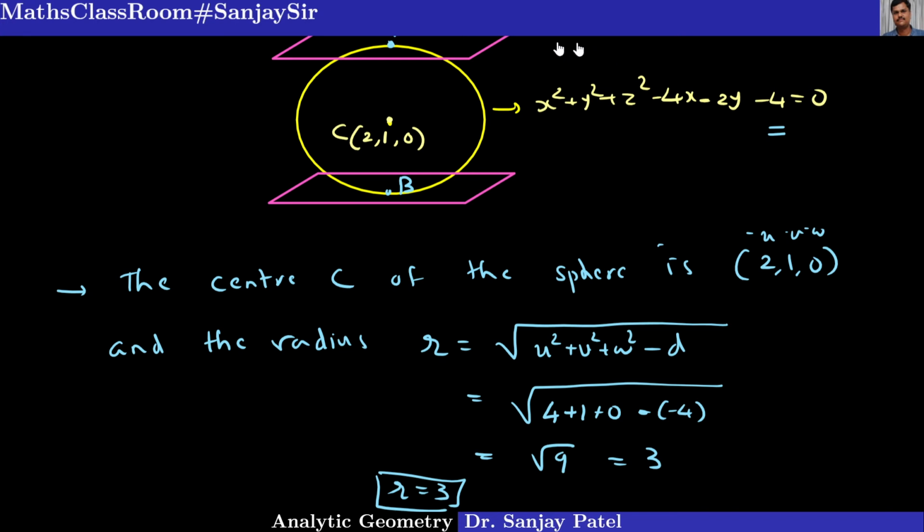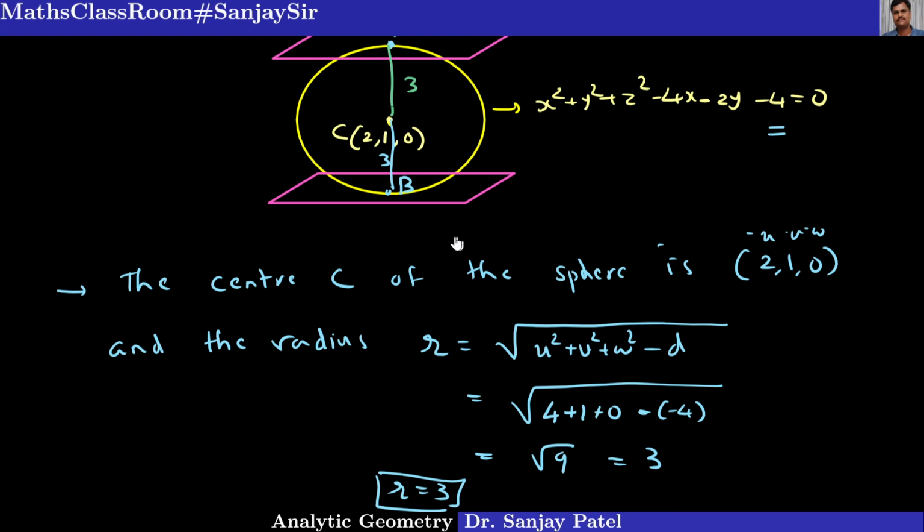So if we join these two, this distance is 3, and this distance is also 3. Let me show you in a different color. So this is the radius, and that is also 3.